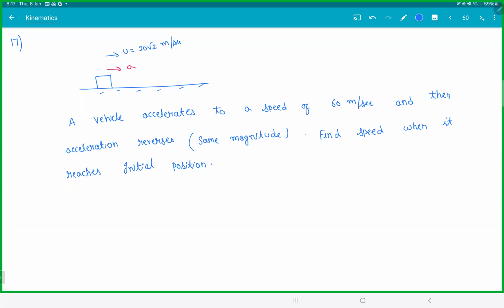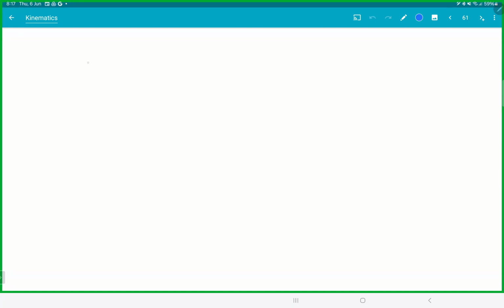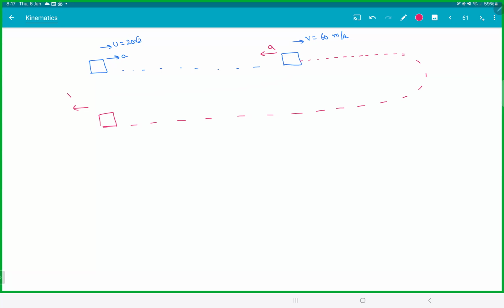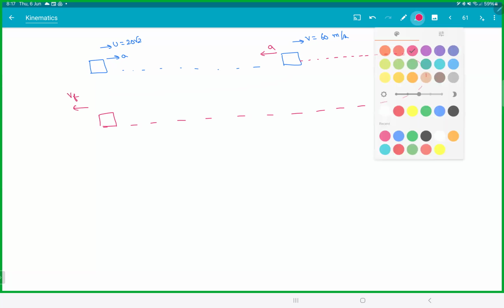Let's see. The thing here is you need to understand one thing. The vehicle starts with 20 root 2, and the acceleration is a fair amount. Once you reached here and your speed became v equal to 60, your acceleration suddenly reverses. Do you think it will suddenly turn back? No, right? It will continue to go forward, it will stop, and then it will turn back and come back. So when it comes back here, this is your V final, which I want to find. I hope you're getting it.